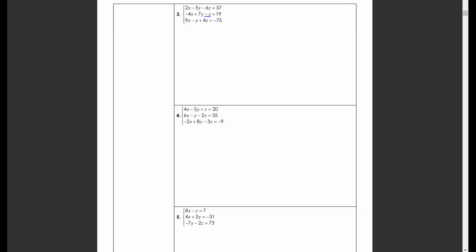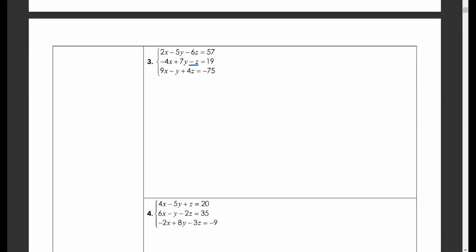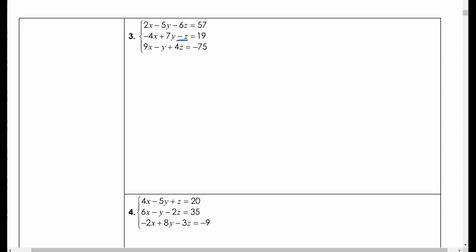Because I have a z there that doesn't have a coefficient, that's a big indication that I'll probably want to get rid of the z's. So I'm going to go ahead and select the first two equations, and we're going to call this a. For my a values, we have 2x minus 5y minus 6z equals 57, and my second one is negative 4x plus 7y minus z equals 19.